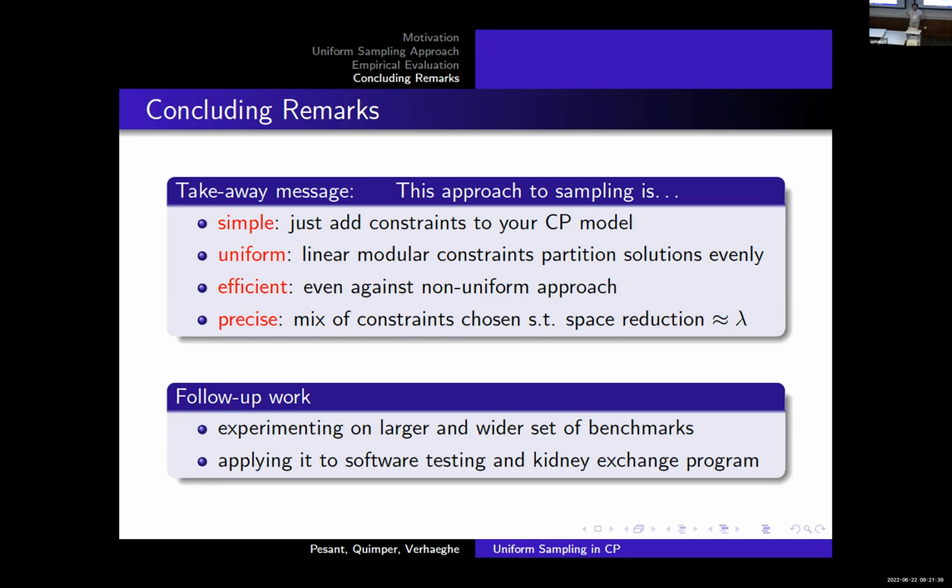Because your linear modular constraints partition the space of solutions evenly, it's efficient even against a non-uniform approach. We see that we're not paying that much of a cost in general in terms of computation time. And it's precise: we're finding the right mix of constraints so that we do have a sample size that is the desired size.